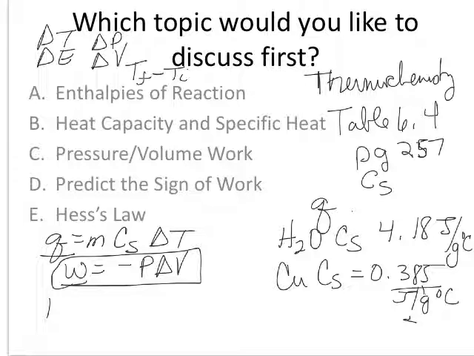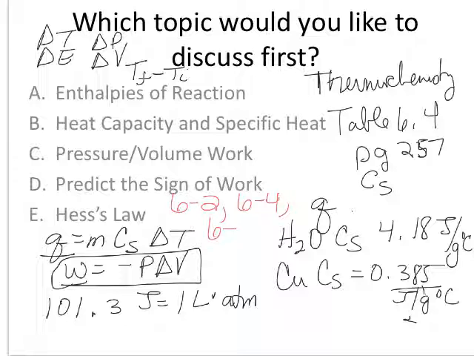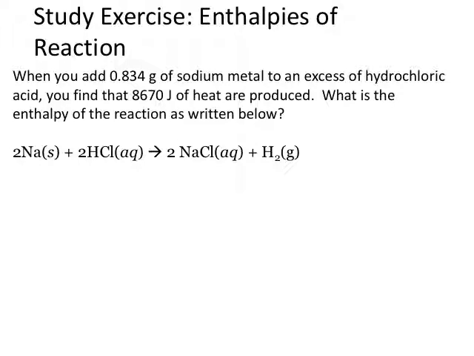And another conversion factor you need to know for units is 101.3 joules equals 1 liter times atmosphere. That will be important. And the problems for this chapter will be for recitation. Your participation points are 6.2, 6.4, 6.6, and 6.7. The first problem is 6-1.